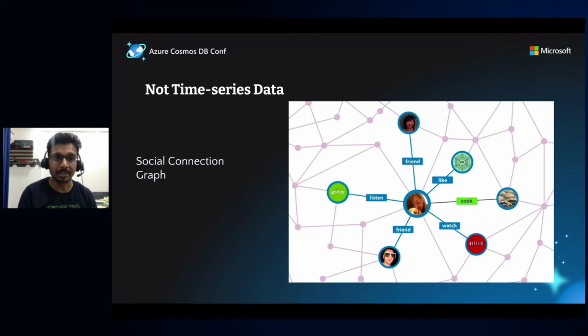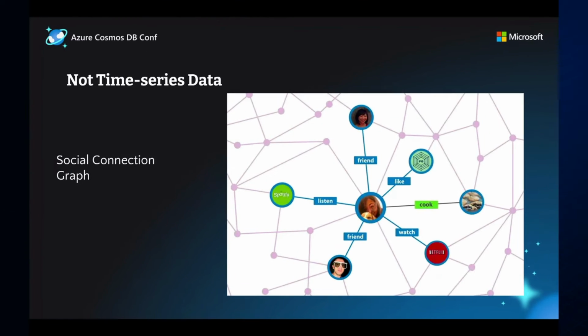This is not time series data. This is a social graph. You have users, apps, and various things such as food. The important thing about this data is the relationships within the graph vertexes. User A is a friend of user B, user A cooks vegetables, user A listens to Spotify. We are not worried about how the graph relationships change over time. So in case you have any data that does not evolve over time, or you don't care about time, probably that's not the right candidate for time series data.